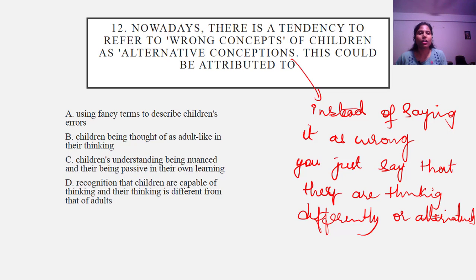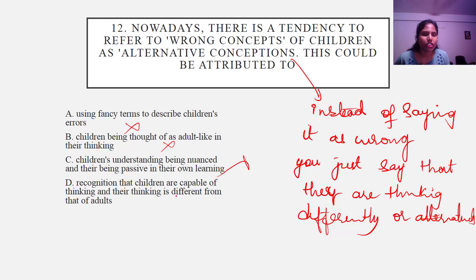Yes, this is what the question is about. Nowadays there is a tendency to refer to the wrong concepts of the children as alternative conceptions. This could be attributed to, what is it? Using fancy terms to describe the child's errors? No. Children being thought of as adult-like in their thinking? No. Children's understanding being nuanced and their being passive in their own learning? No.